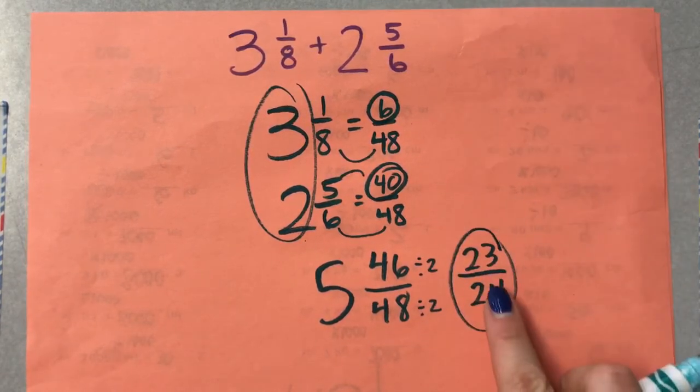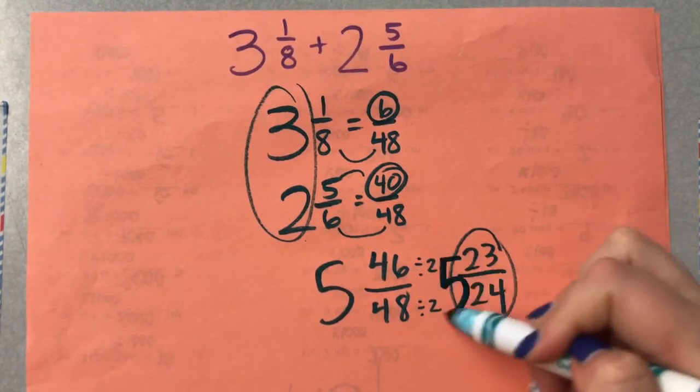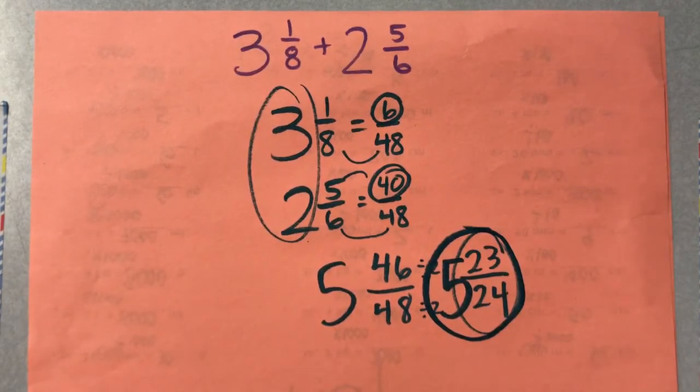Now, our answer is not 23 24ths. It's 5 and 23 24ths. It's important you always include that whole number.